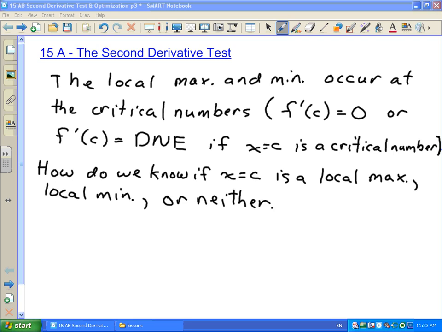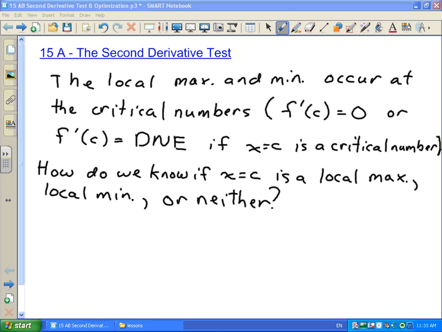Because, of course, just because the first derivative is 0 at that point doesn't necessarily mean that there is a local maximum or a local minimum there. It could also be what we call a point of inflection. Or there are a few other weird things that can be happening with your curve that are going to make the derivative 0 or not exist. So how did we figure this out? Well, the method we've been using is the first derivative test.